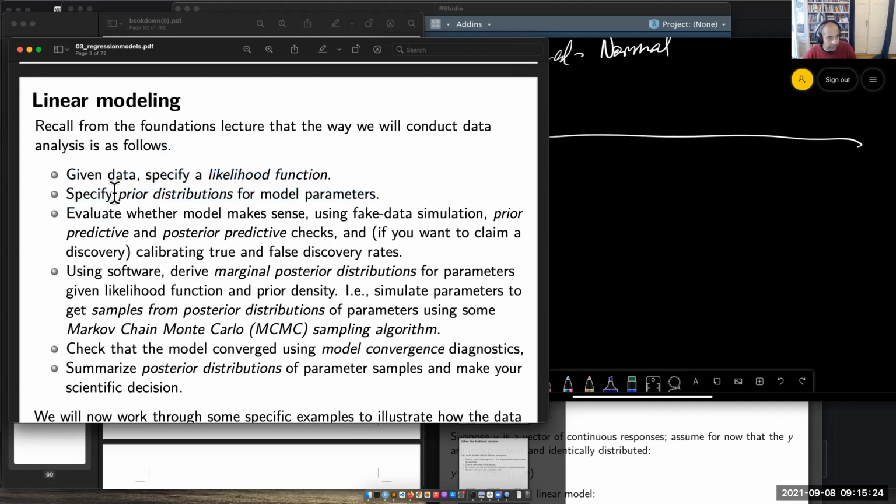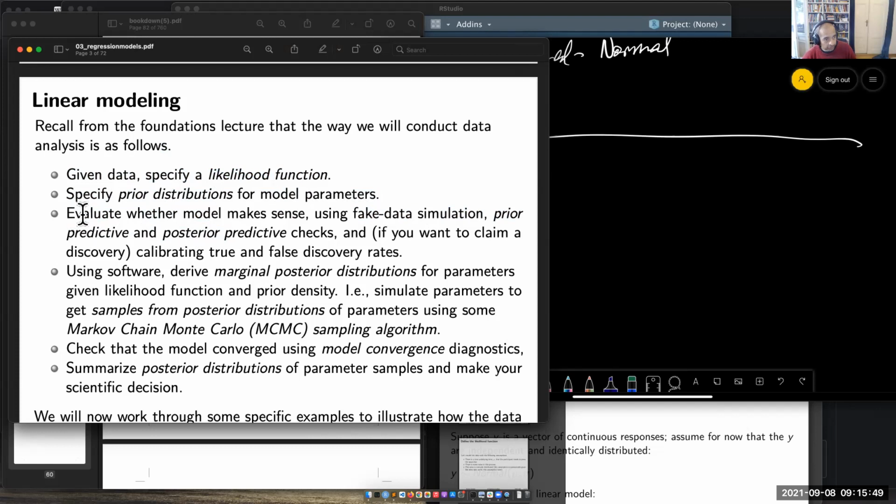Okay, so then the next thing we are doing is we're going to define a prior for each of our parameters. We're going to first evaluate whether the model makes any sense. We will do this using fake data simulation, right? I don't like this term fake data. We can call it simulated data, right? But it's okay for now. This is the term that Gelman uses, so we'll stick with it for now, right? Gelman is a famous Bayesian statistician.